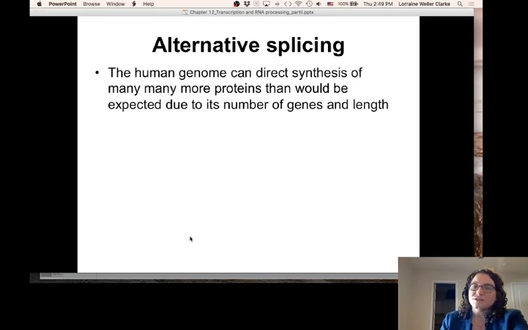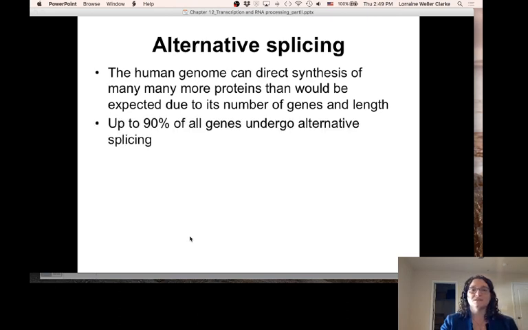What it means is that the human genome can direct synthesis of many, many more proteins than would be expected due to its number of genes and length. So we aren't limited by the number of genes that we have. We can produce a lot of other things, or be induced to produce them, based on our environment. Up to 90% of all genes undergo alternative splicing. Conservatively, about 50%. But 90% of genes can undergo alternative splicing. Maybe your body doesn't, but it could.